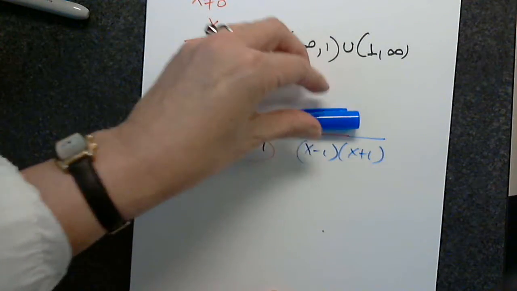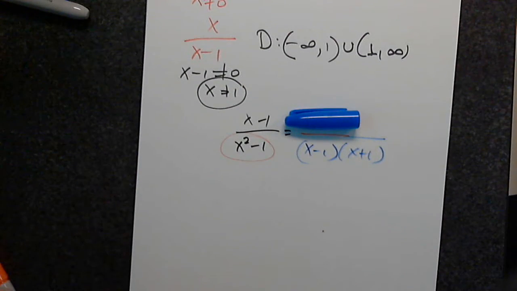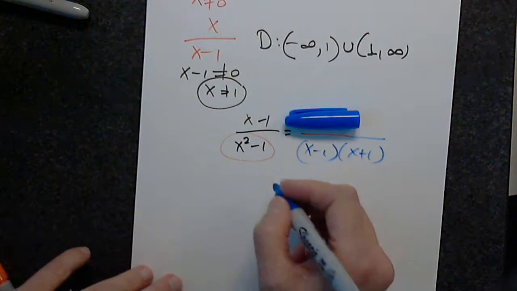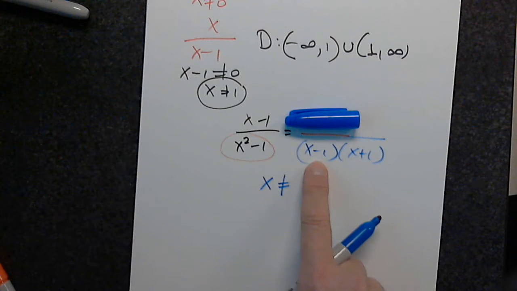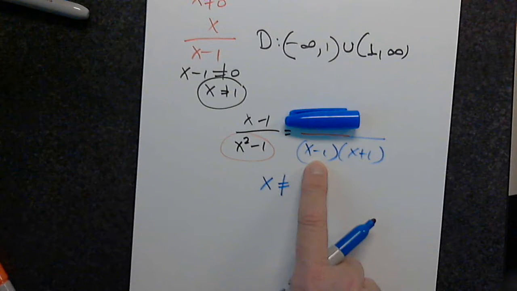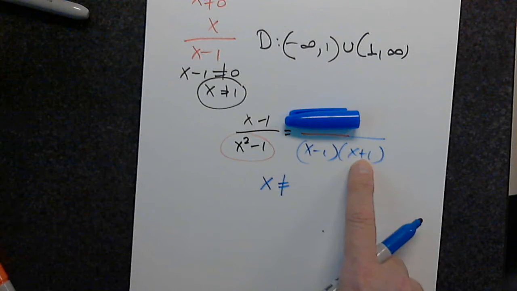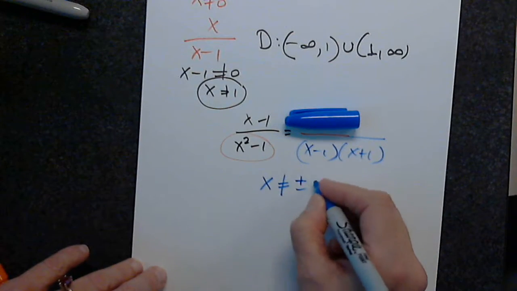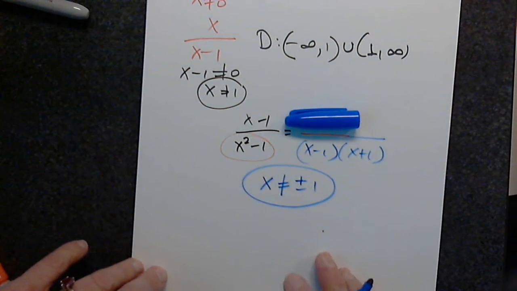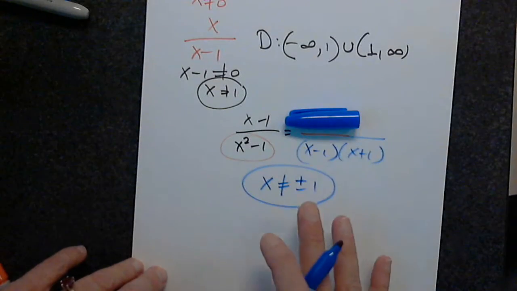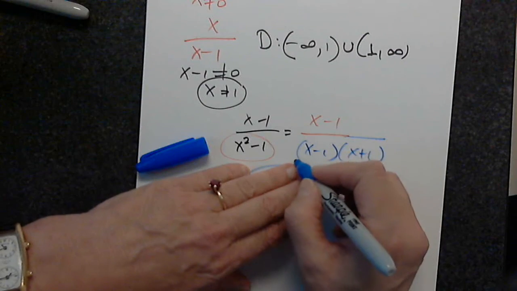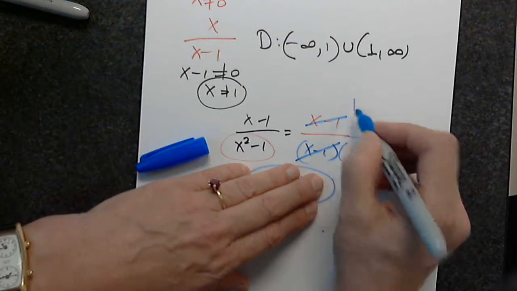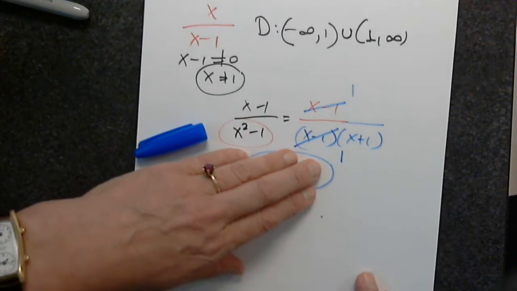Without looking at the numerator, can you please give me the restrictions? x cannot be what? From here, 1, and from here, negative 1. So plus or minus 1 are not allowed. That's correct, and that's the domain. We're going to write it in a moment. However, notice that I can simplify by this factor called x minus 1.